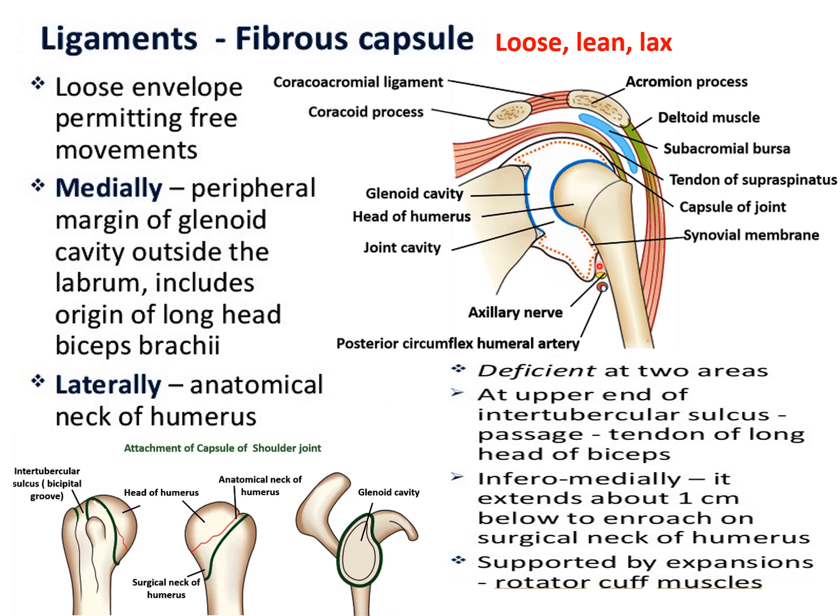The lower part of the capsule, which is loose and lax, is however least supported and separated from the long head of triceps by the axillary nerve and posterior circumflex humeral artery. This lax lower capsule becomes stretched during abduction and forms a common site for the dislocation of the humeral head in violent abduction.